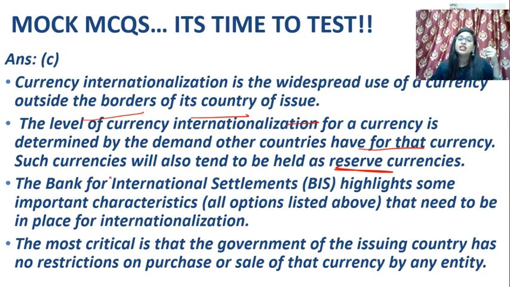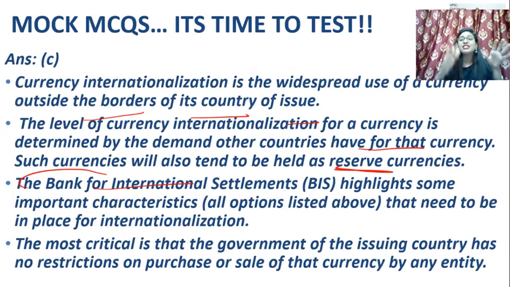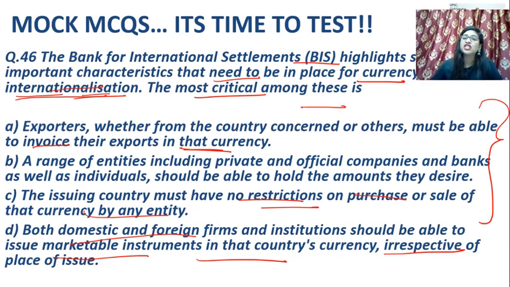And thus, the Bank for International Settlements highlighted some of the important characteristics which need to be in place for internationalization. Among that, one of the most critical characteristics was that the government of the issuing country will have no restrictions on the purchase or sale of that currency by any entity. That was the critical feature. The question was what was the critical characteristic that the Bank for International Settlements highlighted for currency internationalization. Did you understand, guys?